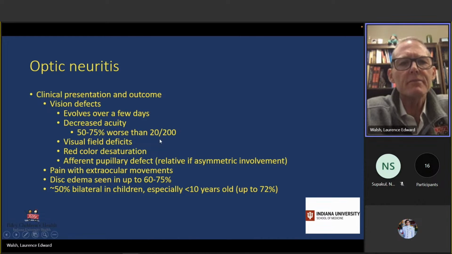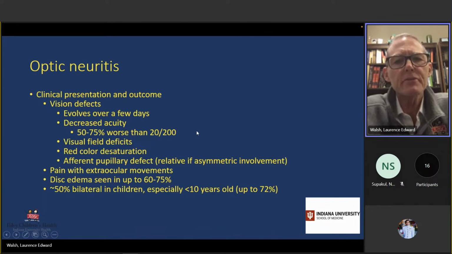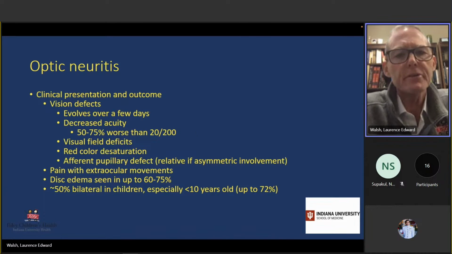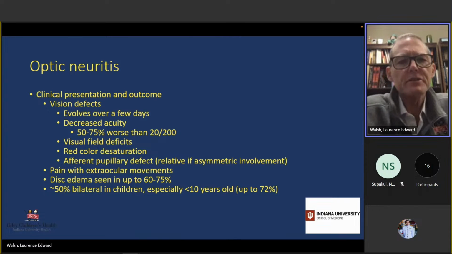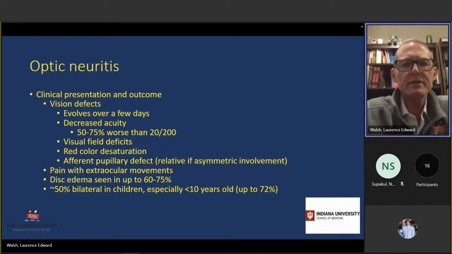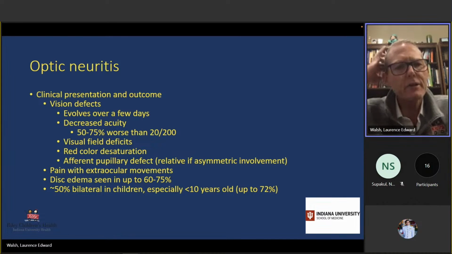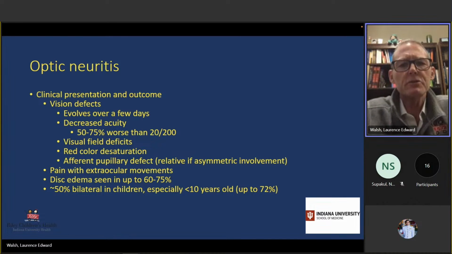Decreased acuity. Half to three-quarters of the children are worse than 20/200 at their nadir. And so that's significant. Visual field defects. Specifically, optic nerve disease tends to give red color desaturation. That's something that we can sort out at the ophthalmologist. And then if it's unilateral, obviously you're going to have an afferent pupillary defect. So those are things we look for.